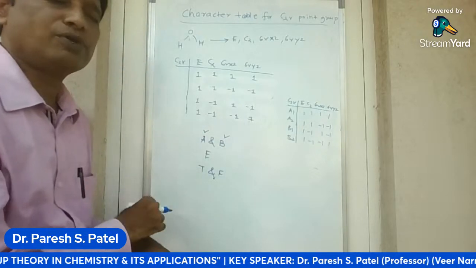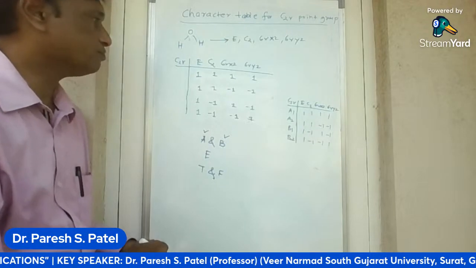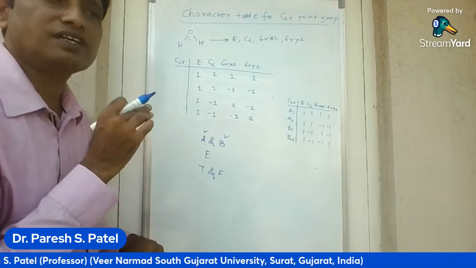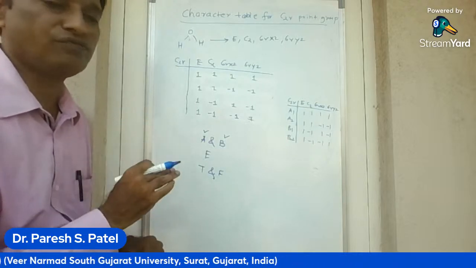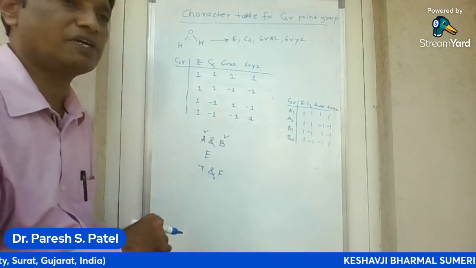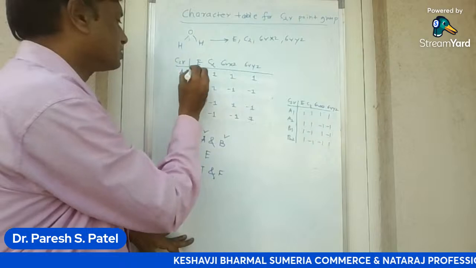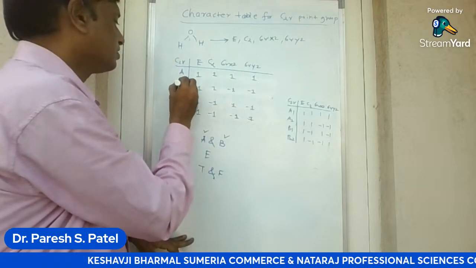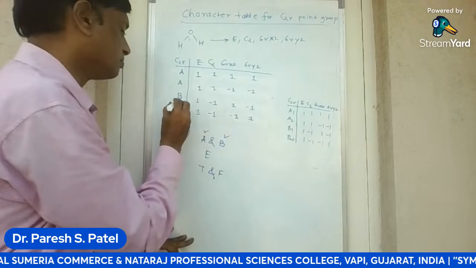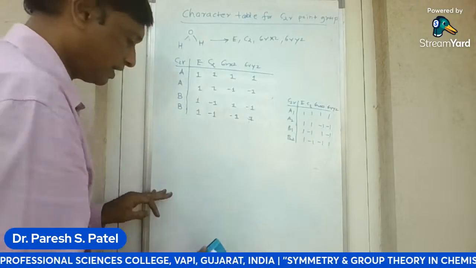So when can A be used and when can B be used? If the character for the main principal axis is plus 1, then capital letter A can be used. If the character for the main principal axis is minus 1, then capital letter B can be used. So here character plus 1, A can be used. Here it is minus 1, so B can be used. Next one.